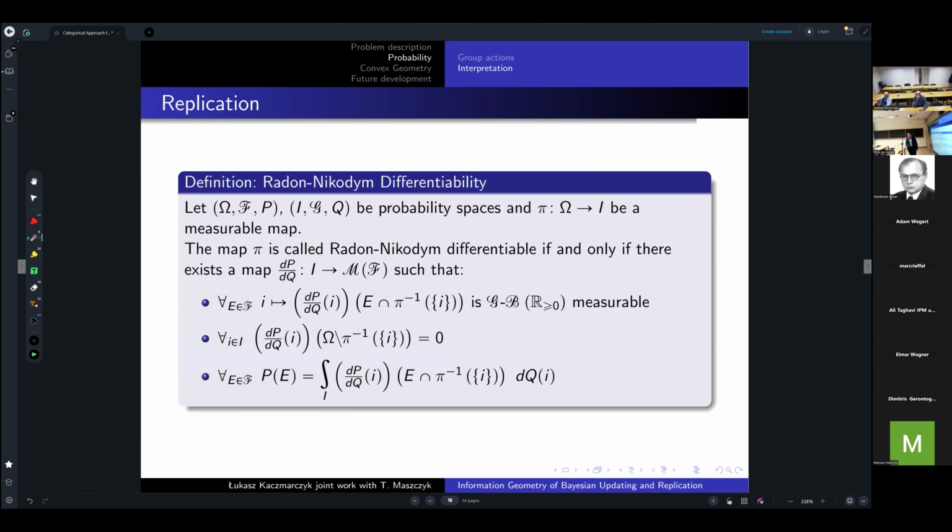Sorry, could you explain this script M of F in this one? M of F, these are the finite measures on sigma field F or sigma algebra F. Okay. So here you have a map that to each point assigns a measure, and we demand that if you feed it with a set, it has to be measurable, it has to integrate in a certain way, and for its support to lie inside the corresponding fiber.